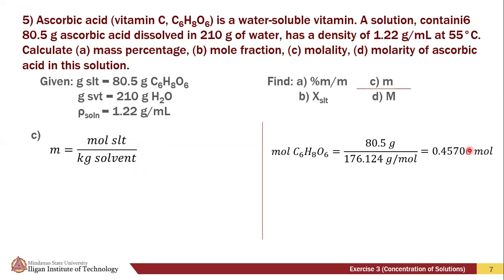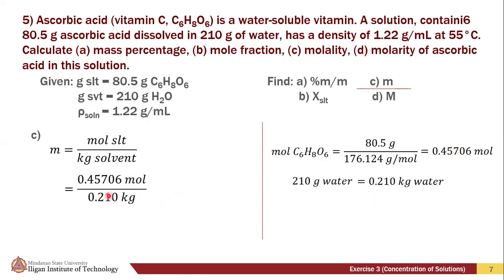And then for the kilogram of the solvent, we're given the amount just in grams. So we just have to convert that in kilogram. We have 0.210 kilogram of water. And again, we have already the required variables here, and we just have to plug them in our formula. So you have this, and we should be able to calculate the molality, which is 2.18 molal. Okay, note that we pronounce the small m as molal, or we can also read this as 2.18 mole per kilogram.